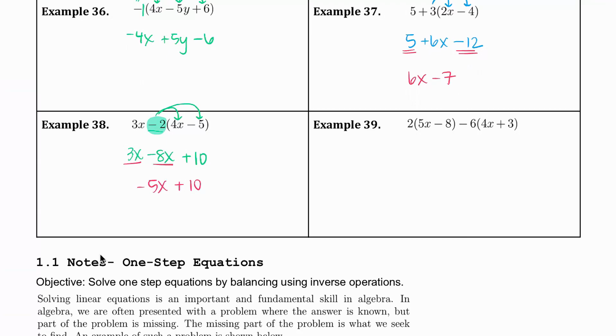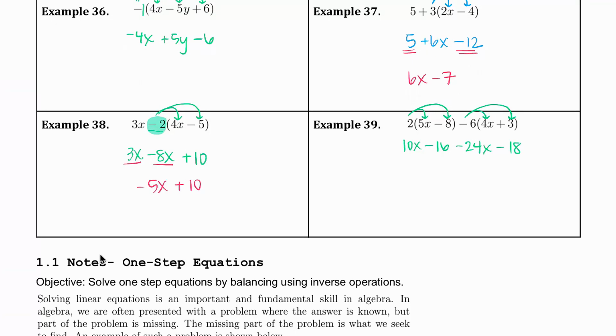In our last one here, notice we have 2 sets of parentheses, so we're going to distribute 2 times here, 2 times here. 2 times 5x is 10x. 2 times negative 8, negative 16. Negative 6 times 4x is negative 24x. Negative 6 times 3, negative 18.